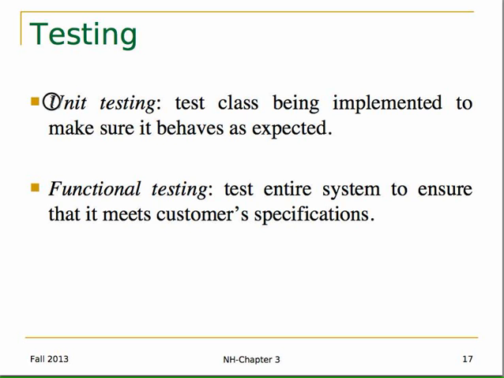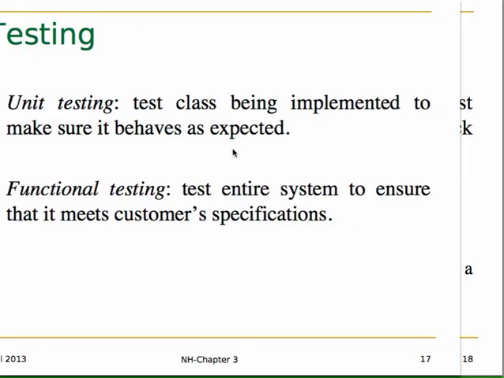So that's what unit testing is all about. Test the class being implemented to make sure it behaves as expected. And then usually we test one method at a time, or test for each method. Functional testing is to test the entire system to ensure that it meets the customer's requirements or specifications. So sure, in the end, when unit testing is all done and every single class works, every single method works, then you want to test the entire program to make sure.